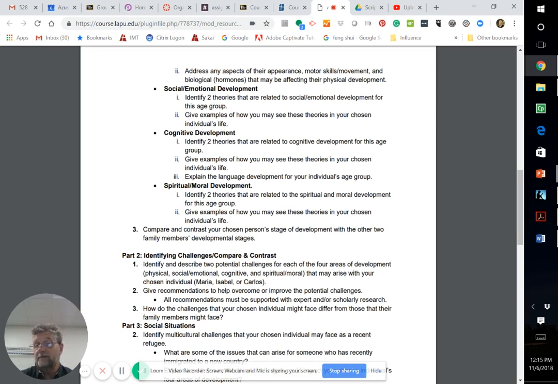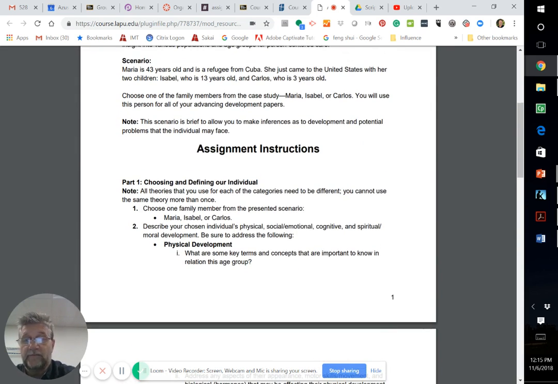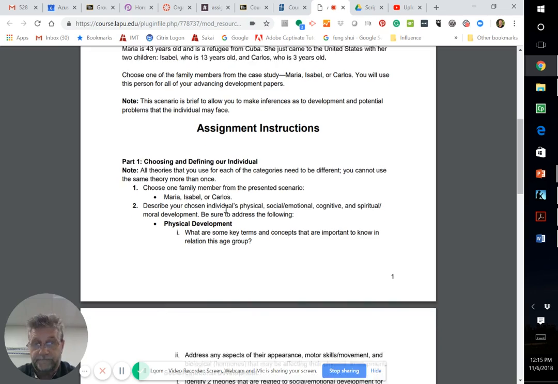So then guess what this is going to be? This is going to be an overall heading as well. And you could just say compare and contrast. So then what's compare and contrast? If you chose Maria, you're going to compare and contrast Maria with Isabel and Carlos.